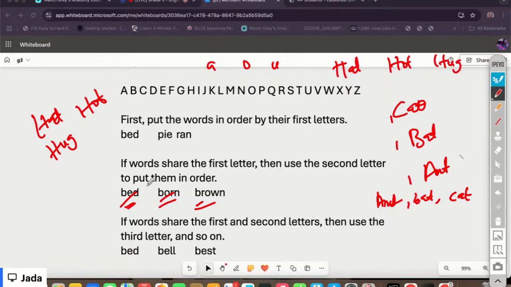All right. So moving on to this part, we have: if words share the same first, second, and then third letter, you have to make sure that you use the next letter to figure it out. So let's say it has the same first two letters, you have to use the third. If it has the same first three letters, you have to use the fourth, and so on and so on. So that's how you go. You just have to make sure that you look at the right one and then select.